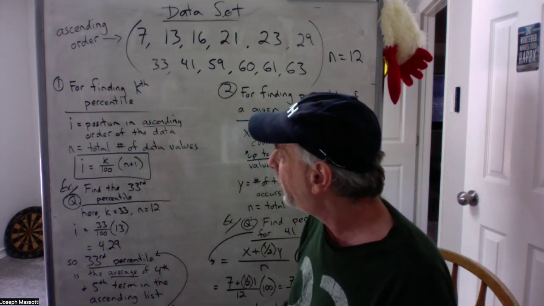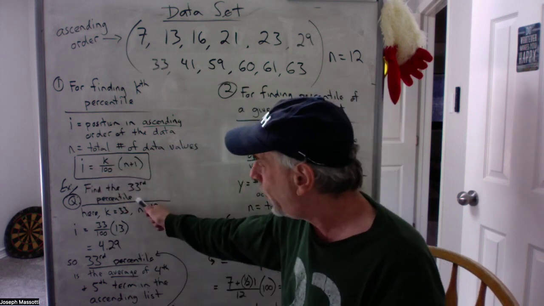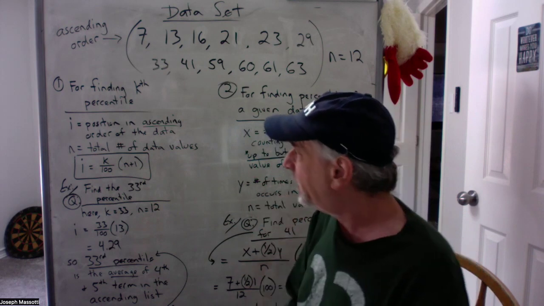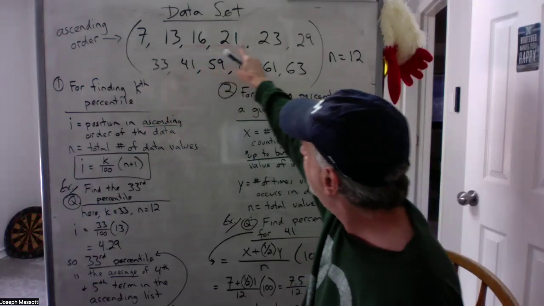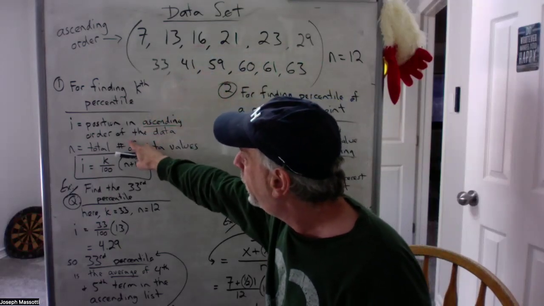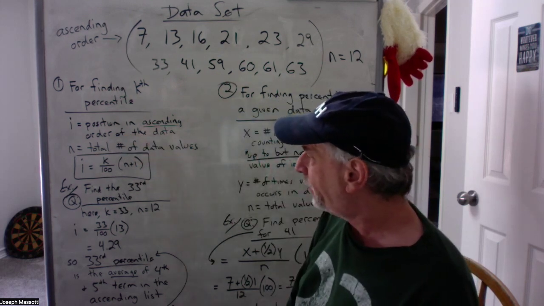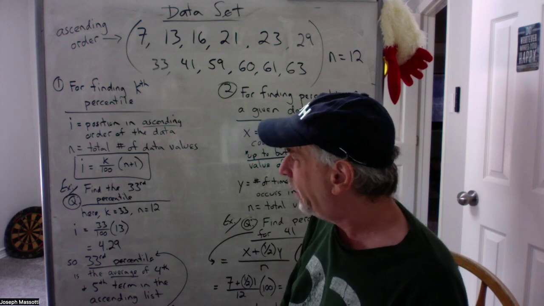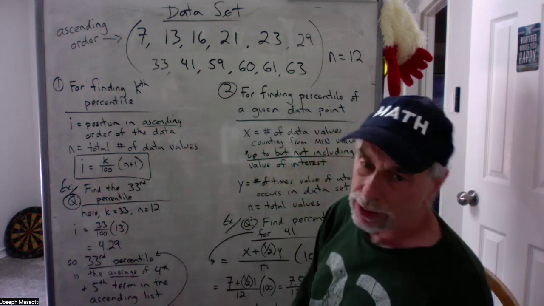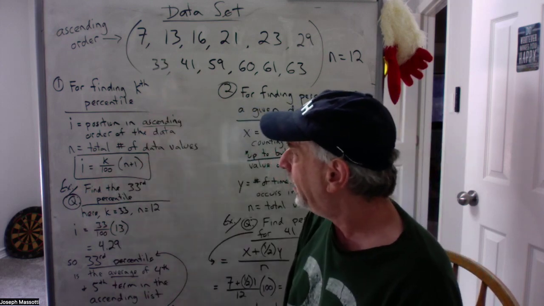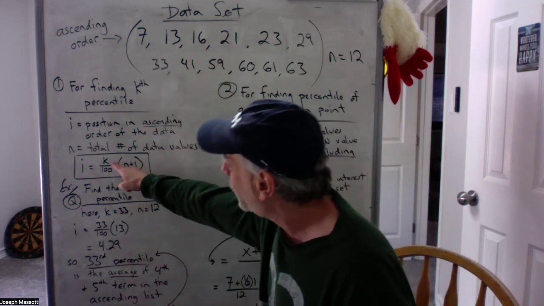So we need to define a couple of terms in this formula that we're going to use to answer this question of finding the 33rd percentile. So the letter i is going to be the position in this list in the ascending order of the data. Okay, and that's what we're looking for, right? We're looking for that value. This is unknown at the time. This value is going to tell us what the kth percentile is, or what number in the list is the kth percentile. All right, so we know what k is.